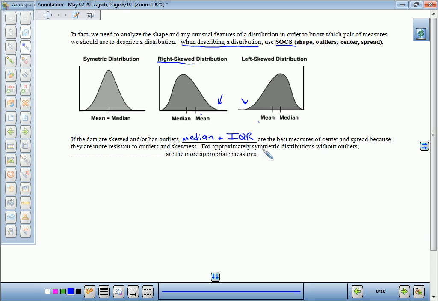But if we had a fairly symmetric distribution without outliers, then every time we should use the mean and what type of description of the spread of the data? Standard deviation.